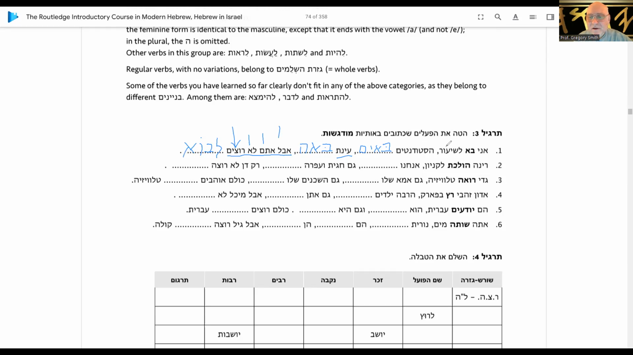Okay, so we should have: ani bo lashior, so I am coming to class. Studentim ba'im, the students are coming. Einet ba'a, Einet is coming. But you all do not want, lavo, to come. So we should see ba'im, ba'a, and lavo.